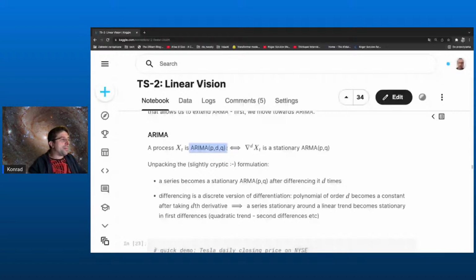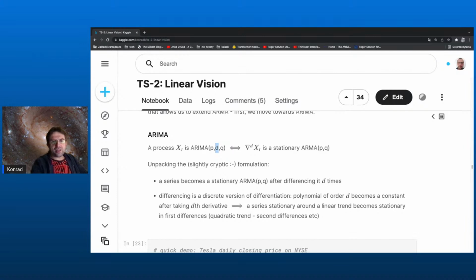Essentially, in ARIMA you have one more parameter. P and Q are still your autoregressive and moving average parts. D is the order of differencing. I'm so sorry, I ruined my own setup. Differencing is a discrete version of differentiation. So like you have a linear function, you take the first derivative, you get a flat line. You have a quadratic function, you take a first derivative, you get a line, you take a second derivative, you're flat. That's how differencing works as well.